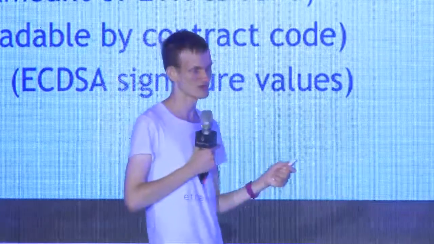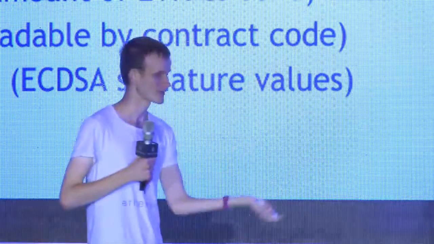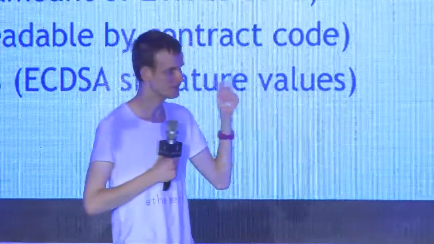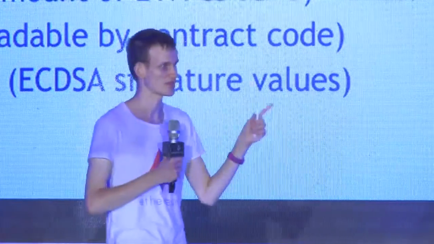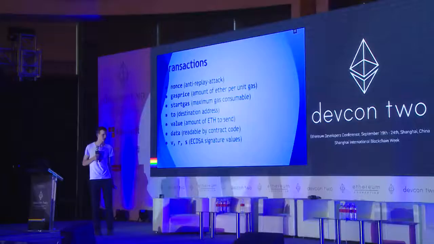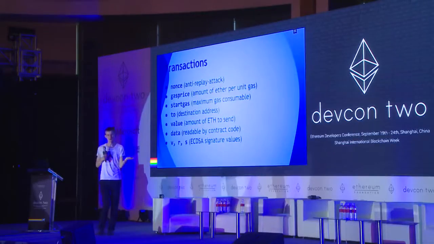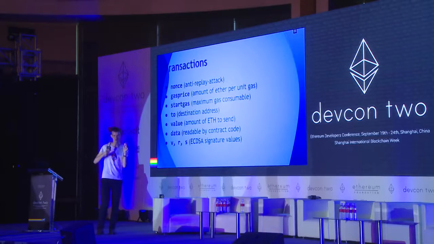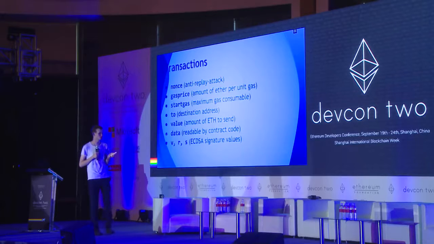Gas price, so the amount of Ether you pay for every gas. Start gas is the amount of gas that you budget yourself. Destination address, the amount of Ether that you send. Data, so if you're just sending Ether, you don't need to care about data. If you're talking to a contract, then data is readable by contract code. So data is how you specify what function of a contract you're calling, what parameters you're calling it with, anything more complex with that.